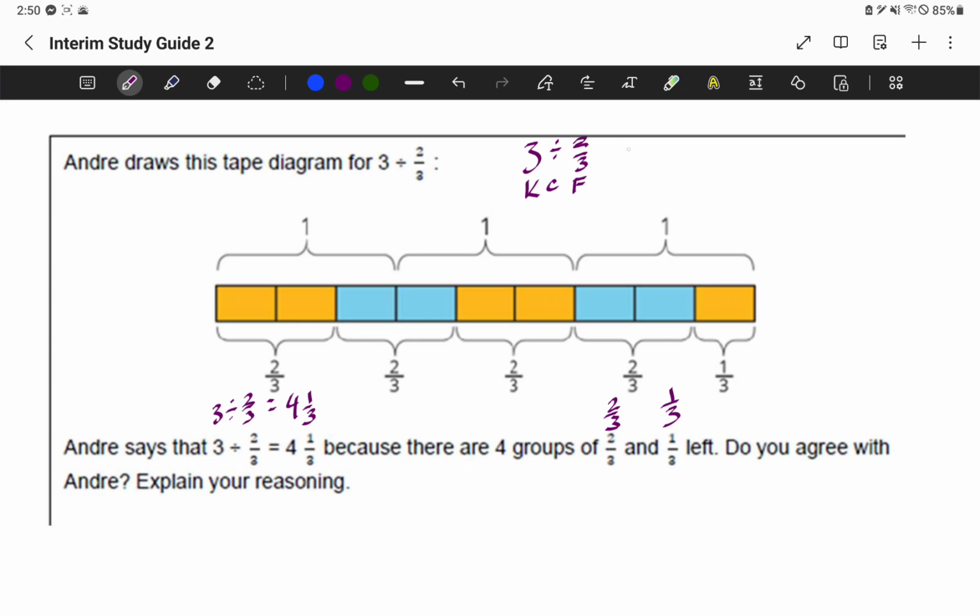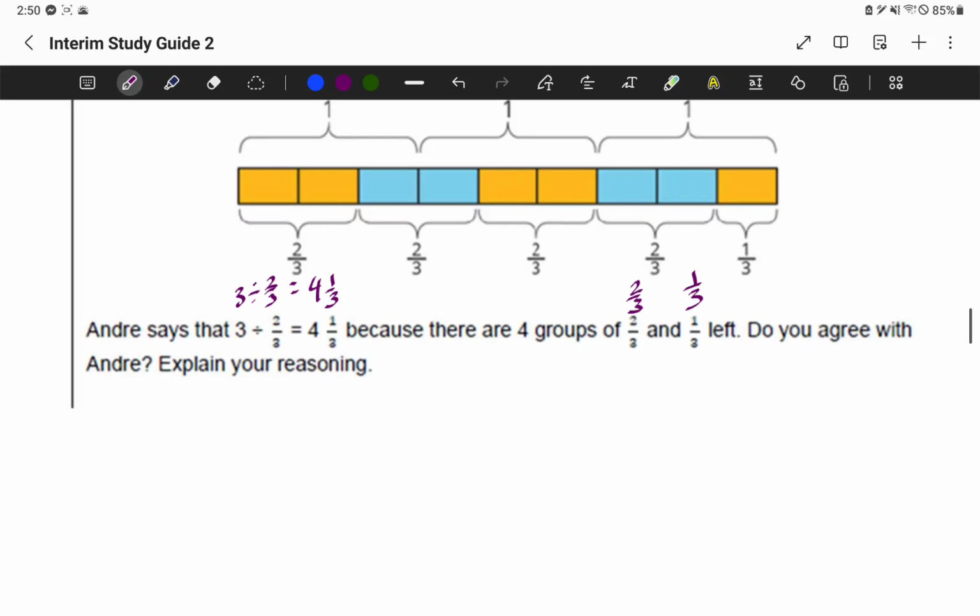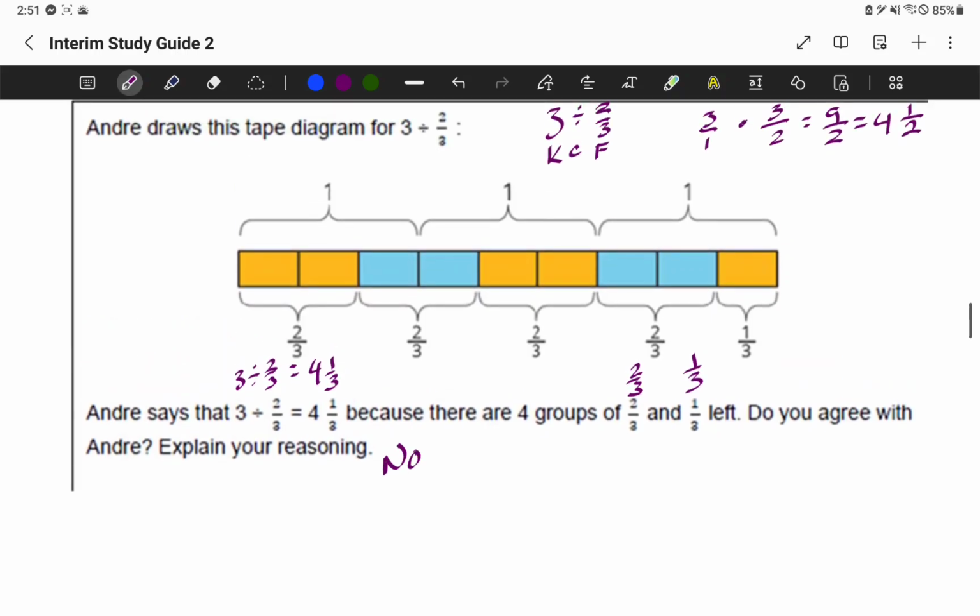And so we have to explain our answer using the tape diagram, but we can just check if he's right or wrong doing this. And so that's 3 over 1 times 3 over 2. Well, 3 times 3 is 9. 2 times 1 is 2. 2 goes into 9 4 times with 1 left over. And so it should be 4 1/2, not 4 1/3. So no, he is not correct.